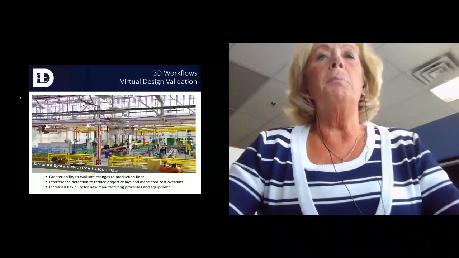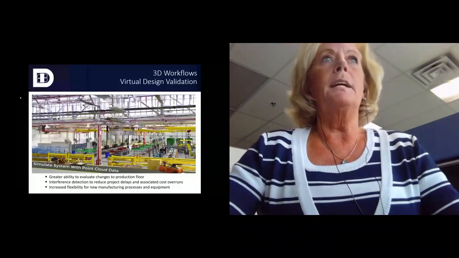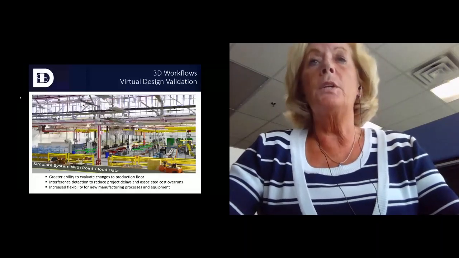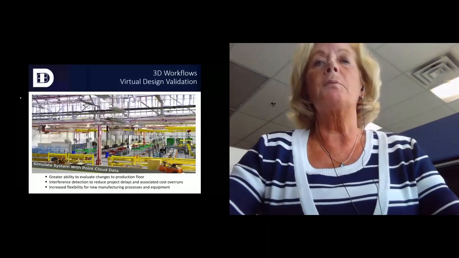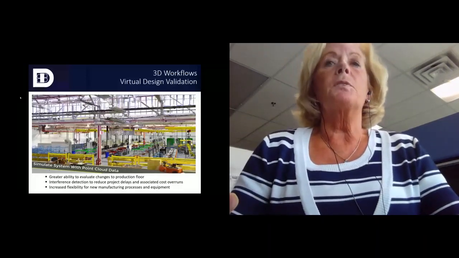Let's take this bit by bit. One of the challenges of existing facilities is that so many legacy facilities are still in 2D. Not everything is shown in 2D. You're not going to see all of your cable trays or everything that's on the shop floor. So it's very challenging to see exactly what's there.